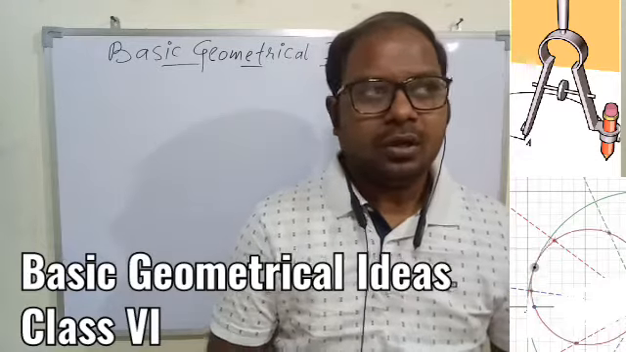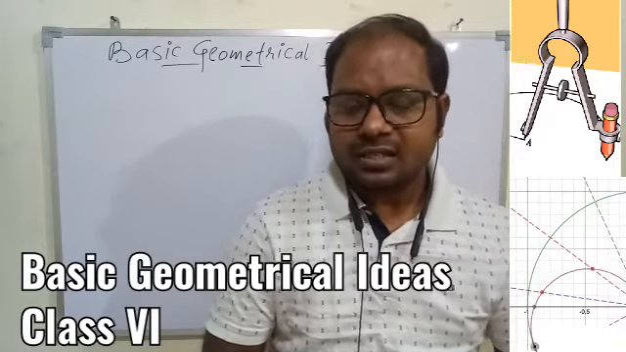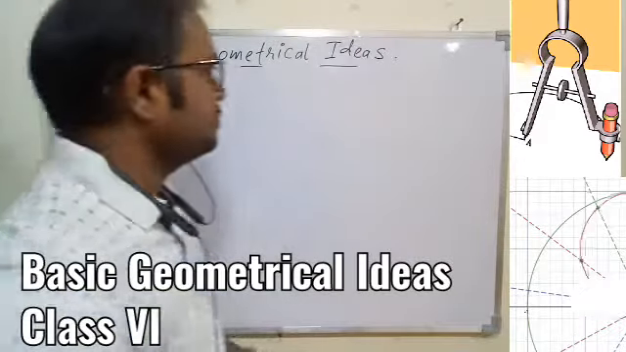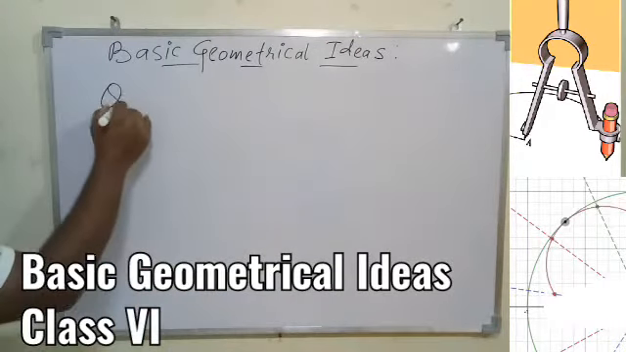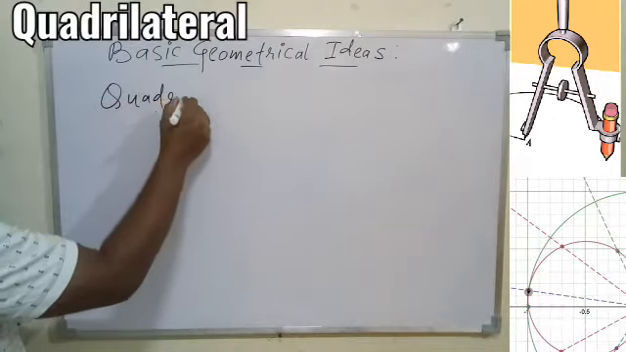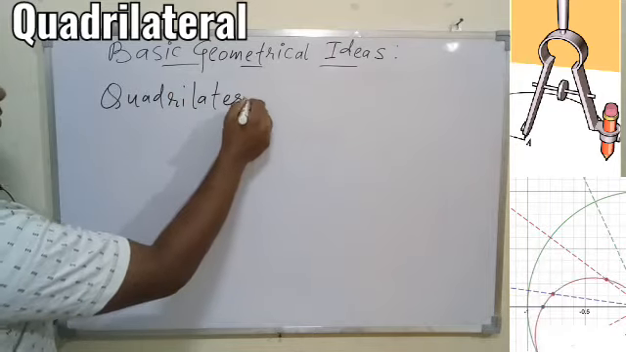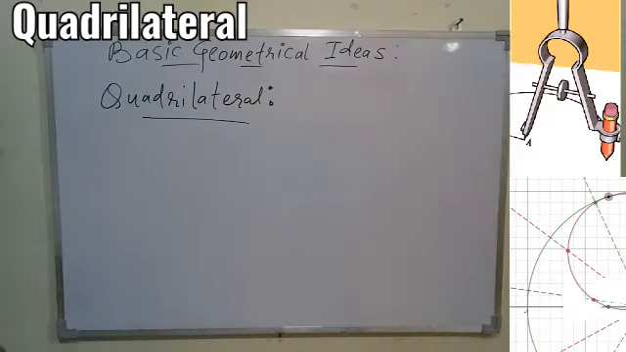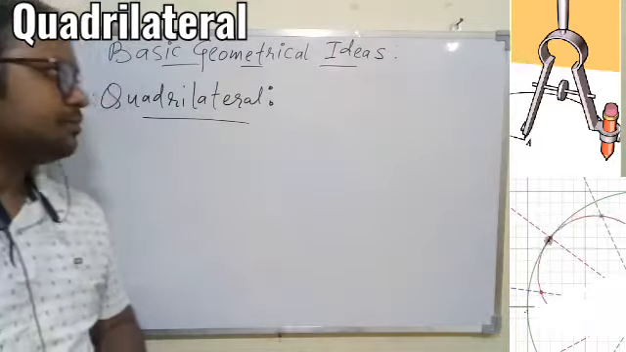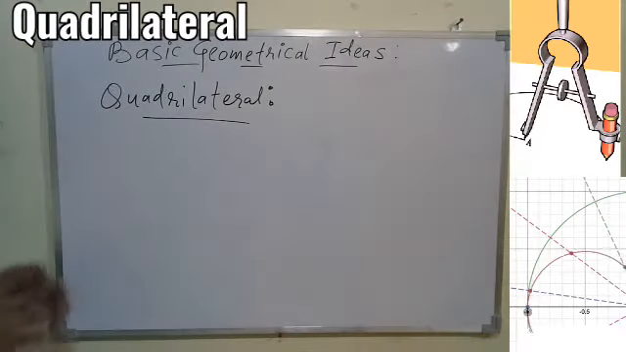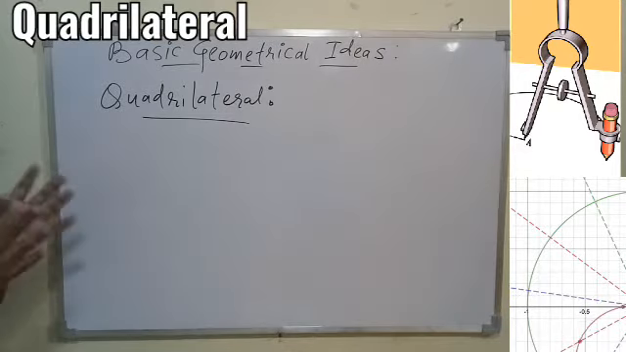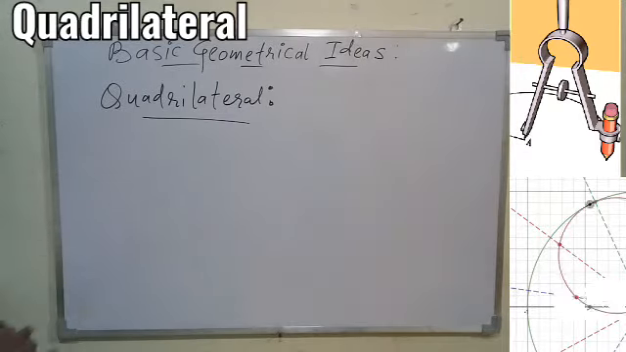Okay, so today we are moving to the next topic of this chapter, that is called quadrilateral. That is the next geometrical figure we have, and this also has lots of applications that we'll see later on. But very first we need to understand the meaning of quadrilateral.